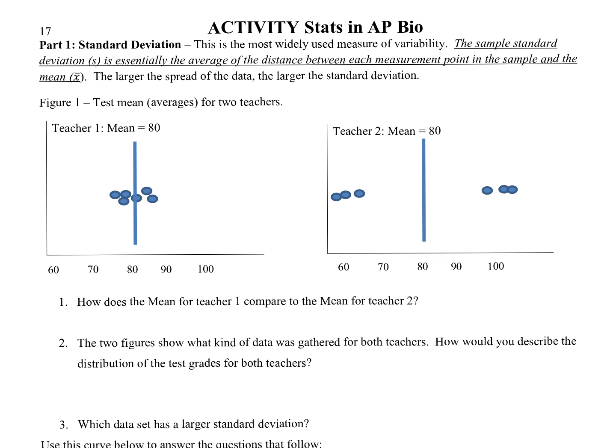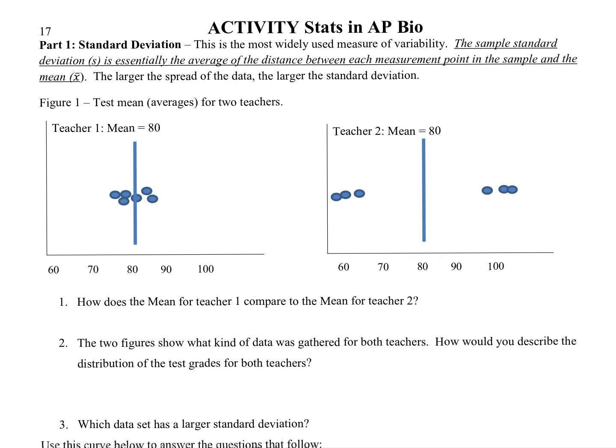In the first part of this video, we're going to talk about standard deviation. Standard deviation is the most widely used measure of variability. The sample standard deviation is essentially the average of the distance between each measurement point in the sample and the mean. The larger the spread of data, the larger the standard deviation. So we're going to look at these two examples of standard deviation and why they're important for us to understand.